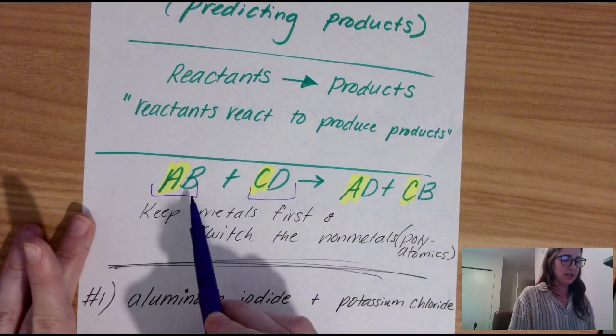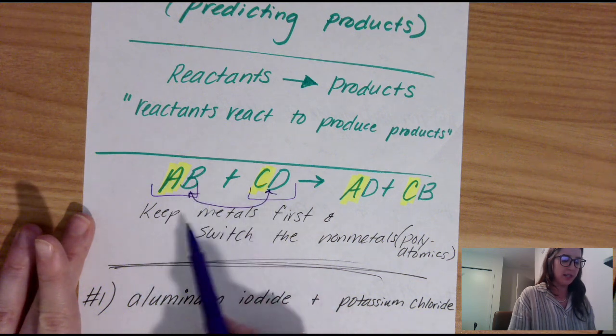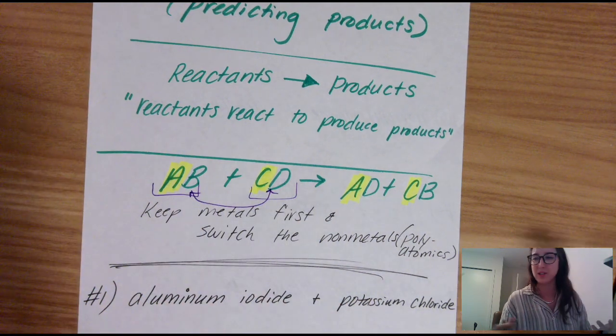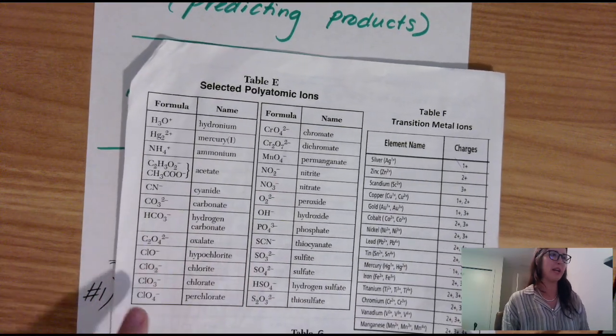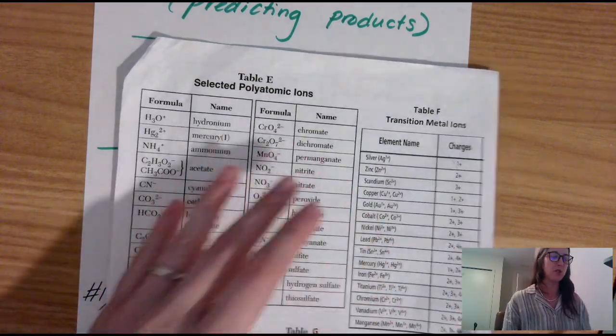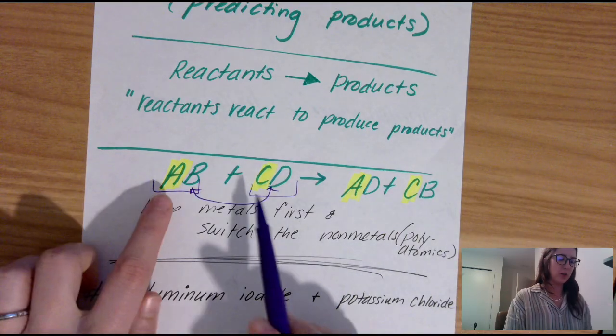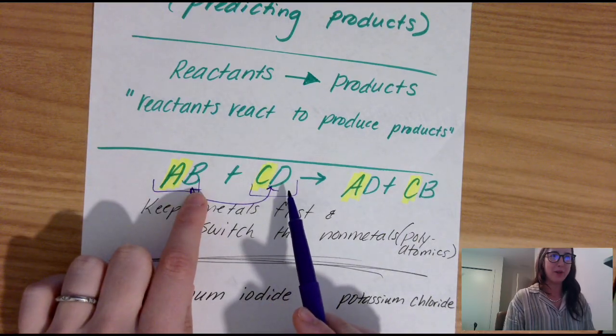And what I did was I switched B and I switched D, right? So these would be my nonmetals or my polyatomics, right? These are your polyatomics, right? Nitrate, nitrite, carbonate, chlorate, right? You get the point. Those are your polyatomics. Long story short, though, keep the metals still, switch the partner on the back end, okay?